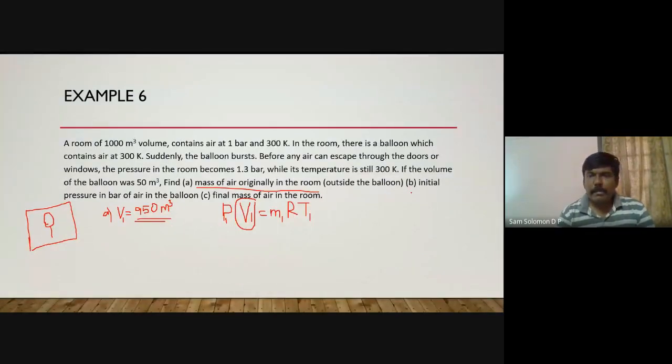Subdivision B, we can't solve it now. Only after solving subdivision C will we be able to solve subdivision B. Final mass of air in the room. When they talk about the final mass of air inside the room, that means after the balloon bursts. So P2 V2 equal to M2 R T2.